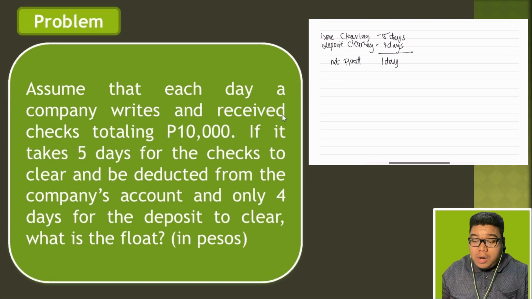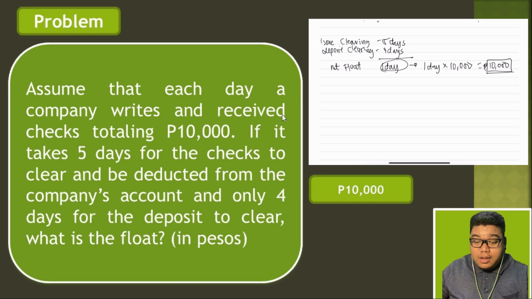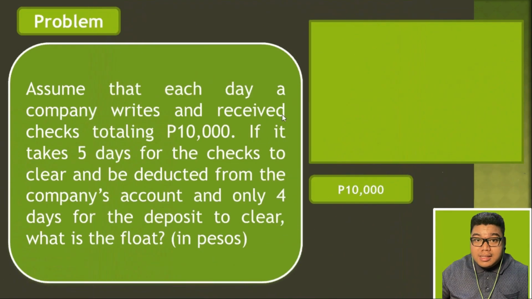So, in a year, how much would this 1 day of float be equal to? That is 1 day times the daily disbursement and receipts of 10,000. So that would be your amount of float in pesos, 10,000 pesos. So you can use this amount to fund anything in a year. Since you can put out 10,000 of your daily working capital requirements, the company has a float amounting to 10,000 pesos.